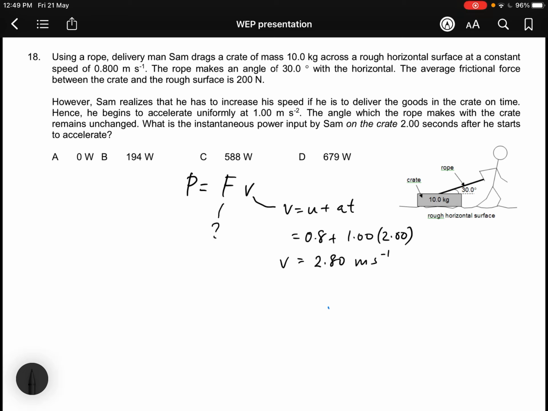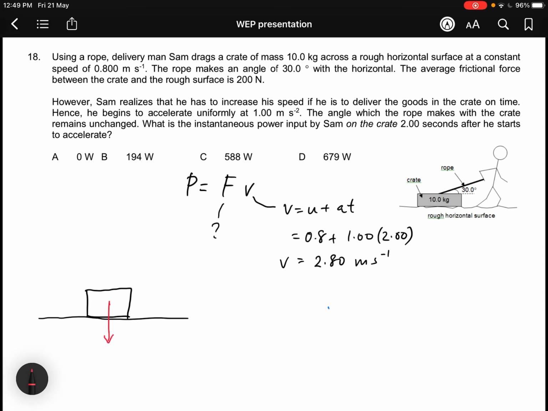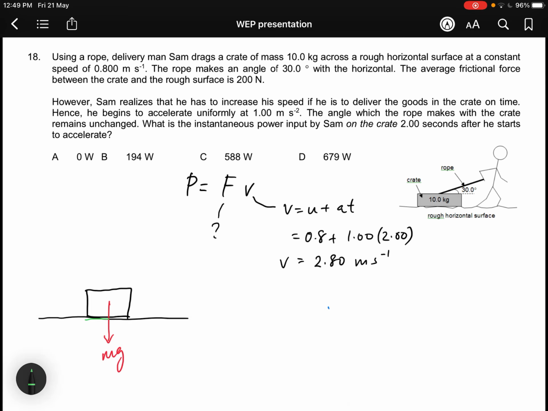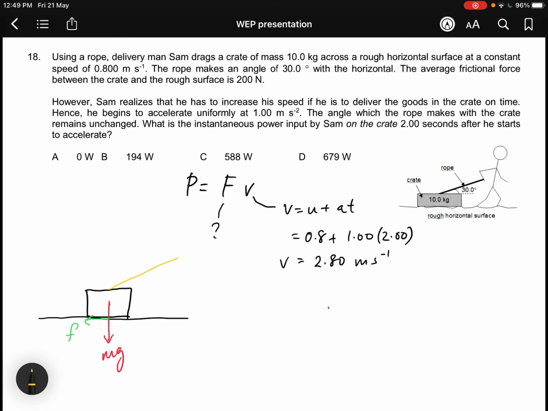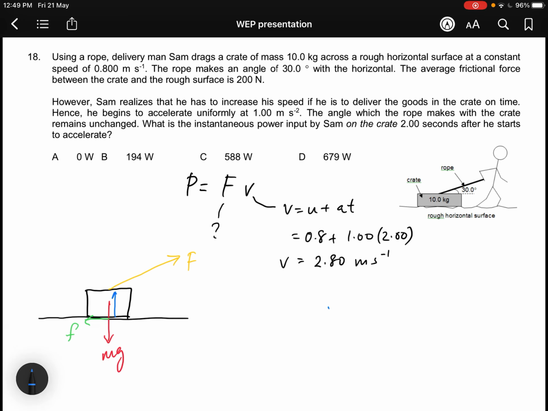But what is this force? Let's consider the object. You have mg acting on it, you have some friction, you have Sam's pulling force, and let's just call it F, and you have the normal contact force.